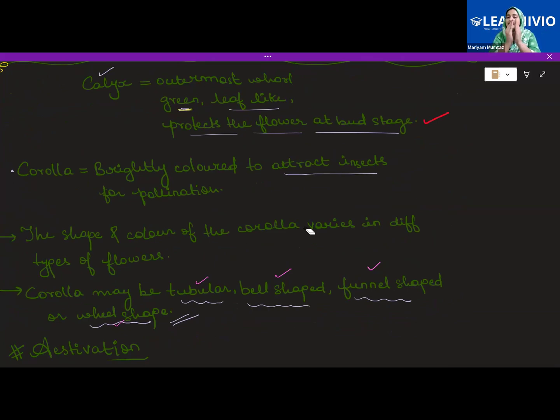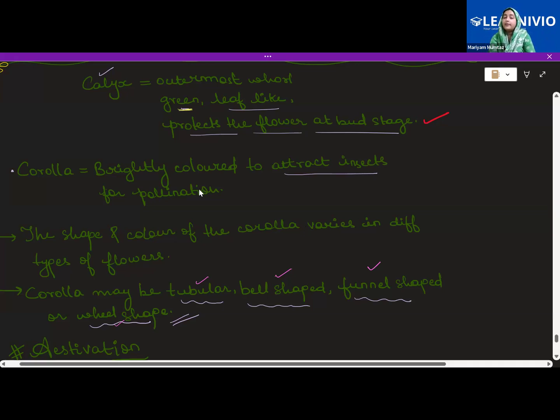Whenever the flower is in a bud stage like this, on top of the bud stage it is covered with the help of sepal. So what they do is that they protect the flower at the bud stage. Corolla, they are brightly colored and they help in the attraction of insects.